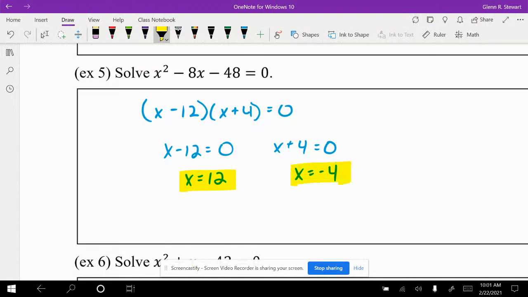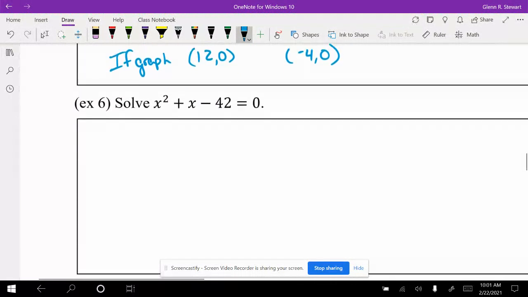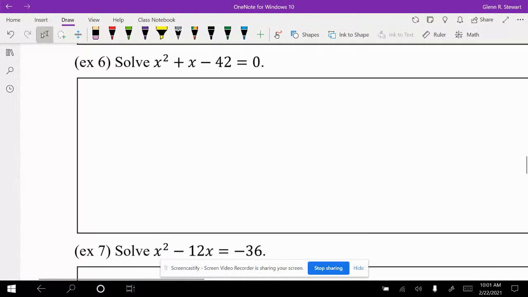And there's our two solutions. Now, just as a reminder, if we're graphing, which we are going to get to, we would have these marked as the points (12, 0) and (-4, 0). Make sure to be pausing the video and trying these problems out on your own, or maybe even going through the notes.